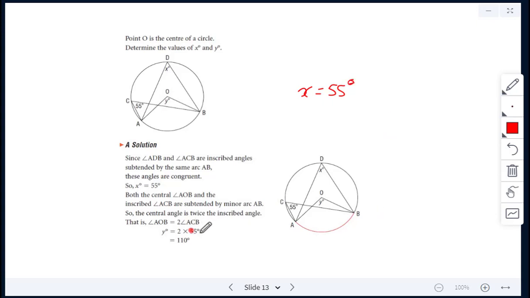Okay, and then y is a central angle because this was a center, right? These are two radii. So therefore, the central angle, which is also subtended by the same arc, the arc of AB, will be twice the inscribed angle. So our y is equal to 2 times 55 degrees, so y is equal to 110.